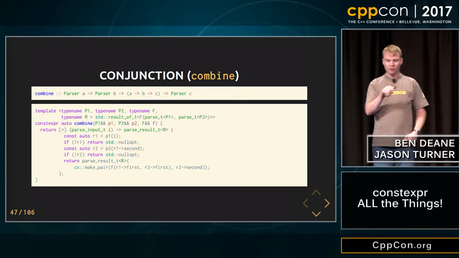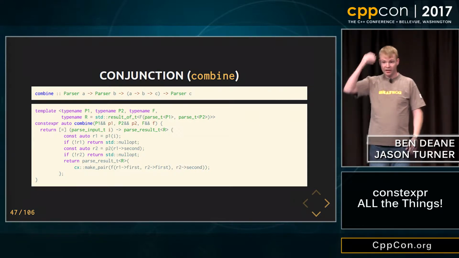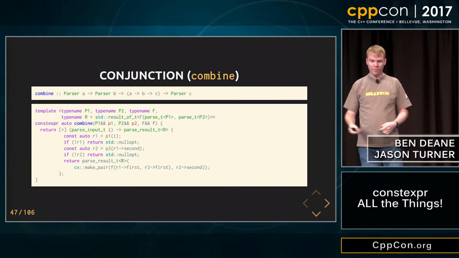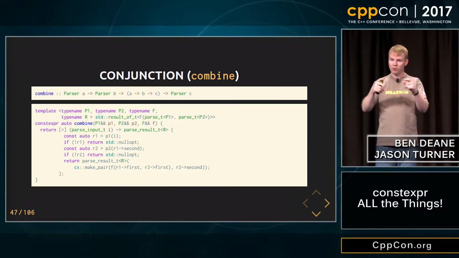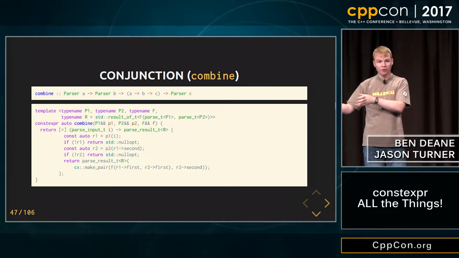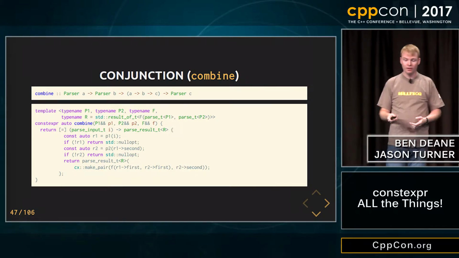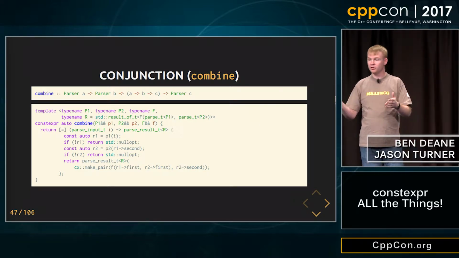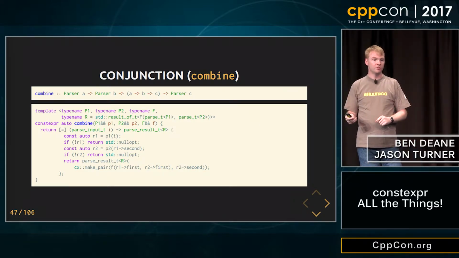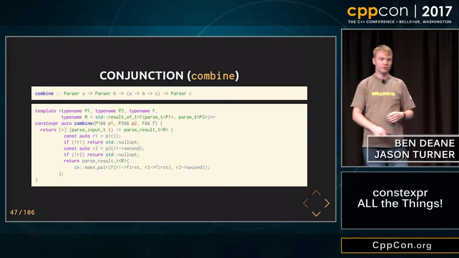It's saying const auto R1 equals P1, it's running the first parser there. If that fails, you fail. Then you run P2 on the leftover string from P1. You've run the first parser, you want to run the second one on what's left over. If that fails again, you still have to fail. Otherwise, you just return the result of calling the function on both results. So it's a way of running two parsers in sequence and then combining their outputs to make a parser for the output of the function.